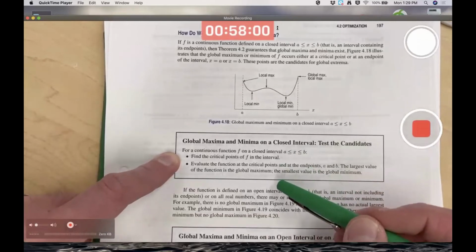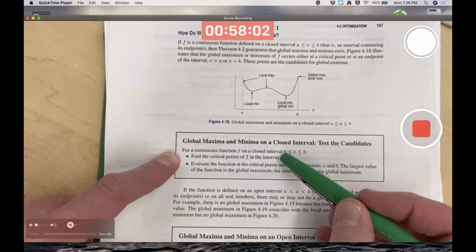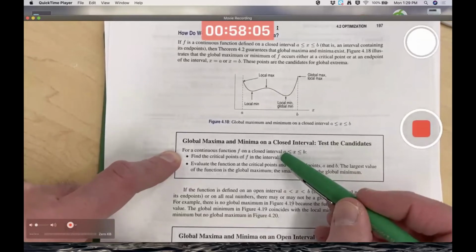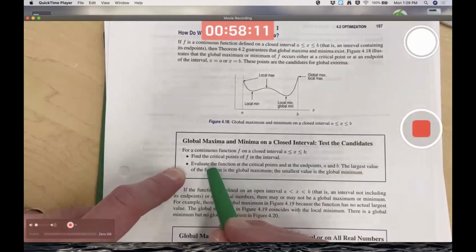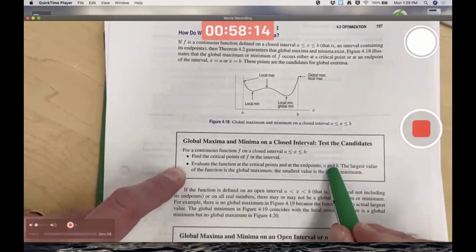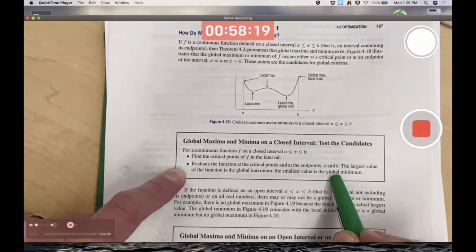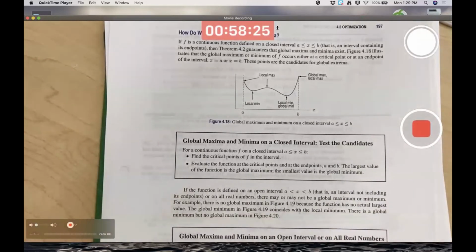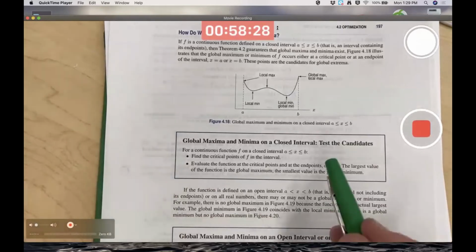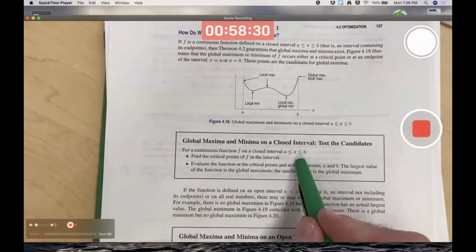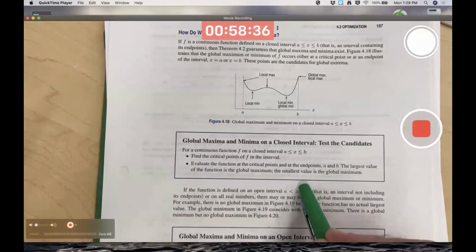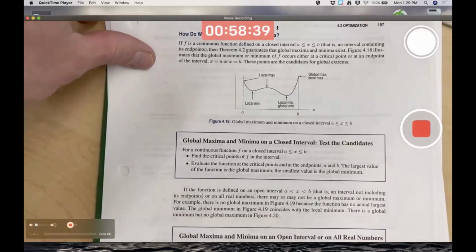The procedure to find the global max and global min is to first find the critical points, which is the same thing we do to find local maxes and local mins. Then test: evaluate the function at all the critical points and at the endpoints. The largest value is the global max and the smallest value is the global min of the continuous function on that interval. It might not be the global max and min over some bigger interval, but if your interval is defined this way, and that's your domain and you're not considering any other X values, then this procedure is guaranteed to work. Let's put it into practice.